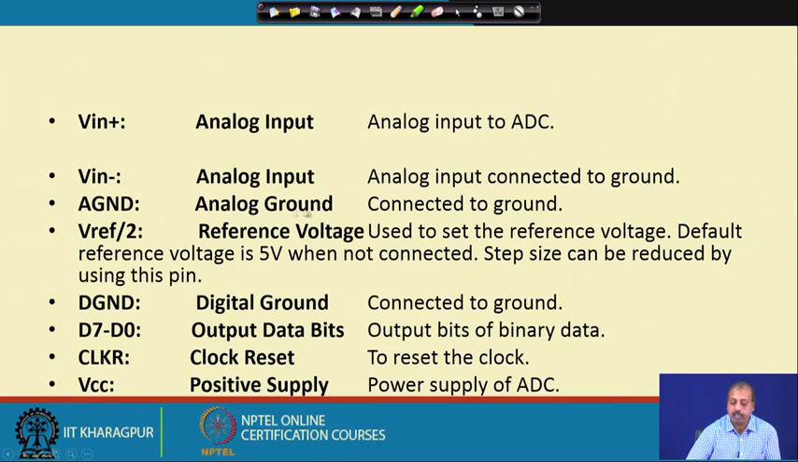Then we have analog ground, which is connected to ground, and there is Vref/2, the reference voltage. So, you use it to set the reference voltage. The default reference voltage is 5 volts when not connected.